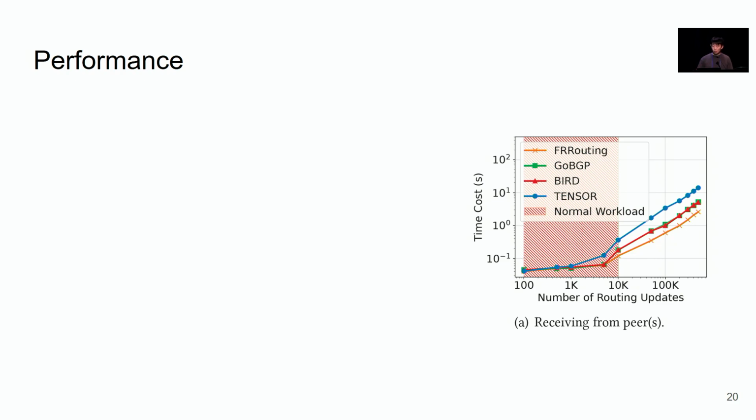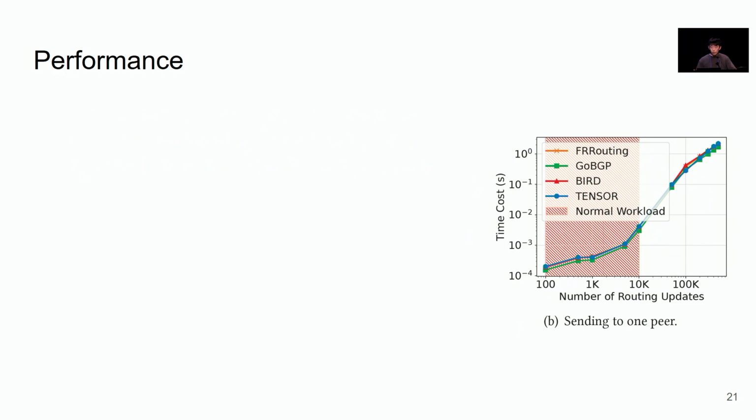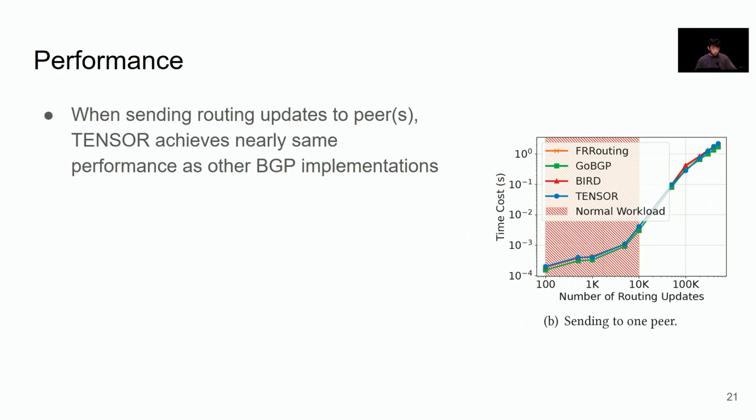The x-axis is the number of routing updates, and the y-axis is the time to process them. Tensor, our system, is the blue line. The other is other BGP implementations. We can see that at the very beginning, when the number of routing updates is small, Tensor does not have any performance degradation. And with normal workload, it only adds up to 100 milliseconds to process over 10,000 routing updates. So we can see that Tensor adds only acceptable overhead to process the updates. And when sending out, we actually don't have any performance degradation.